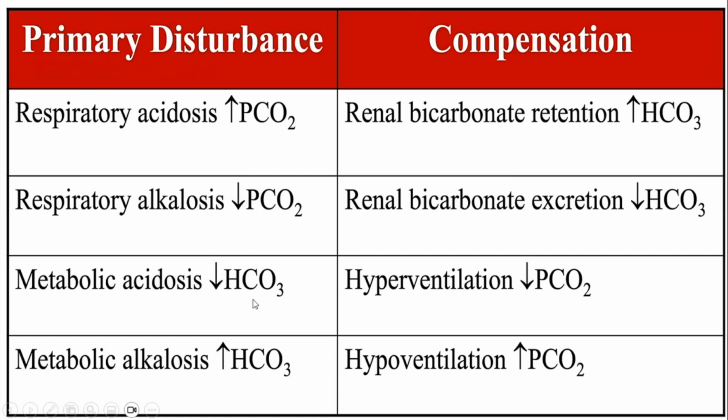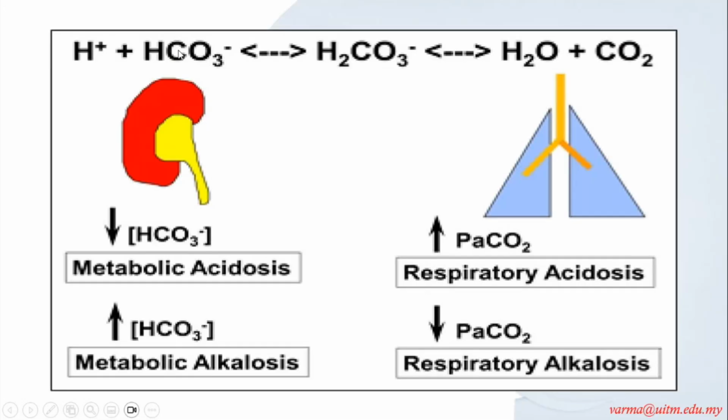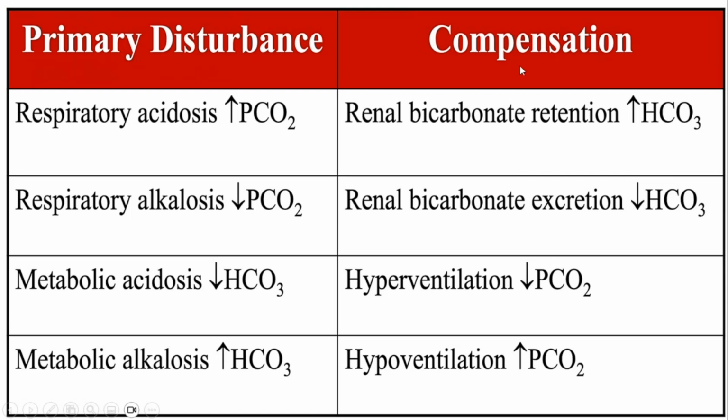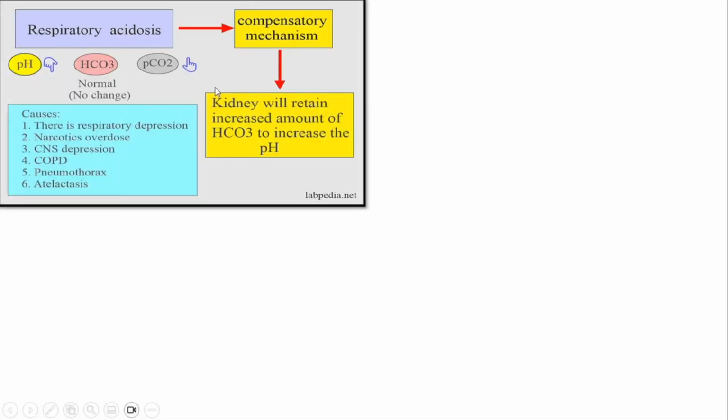In metabolic acidosis, low bicarb, you have to reduce the PCO2, meaning by hyperventilating. Metabolic alkalosis, high bicarb, you try to hypoventilate to increase the CO2. It's all about going back and forth in this reaction to maintain isohydric buffering, or maintain a neutral pH. How successful the compensation is decides whether we can get a neutral pH or not. Okay.